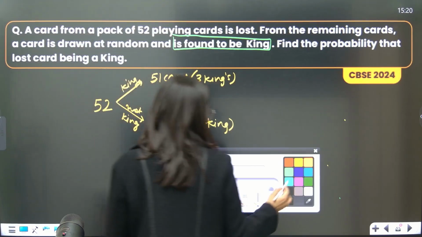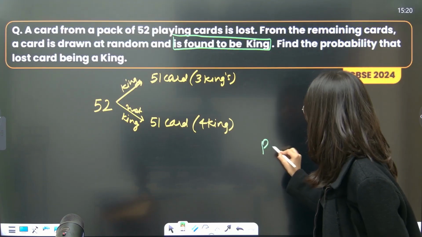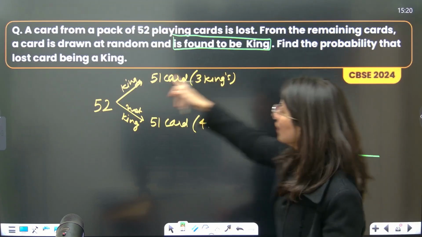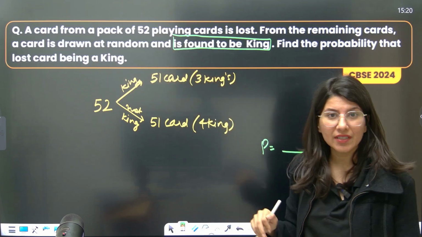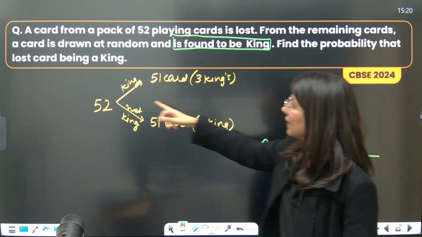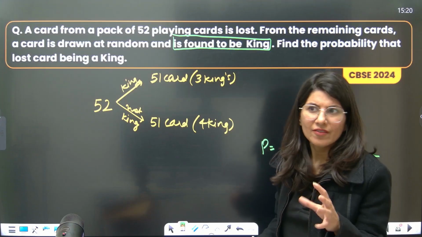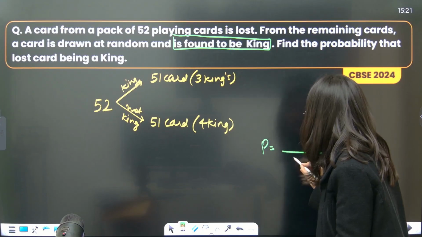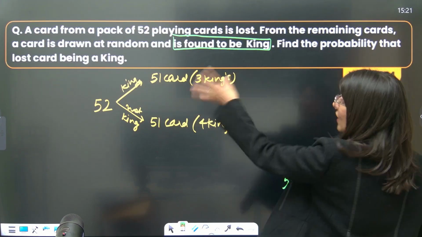Okay. So now you have to draw a card. So what will the probability be? There are 2 ways the drawn card will be a king. Understand, 2 ways that the drawn card will be a king. What is one way? That one way is the lost card was a king. So tell me, 52 cards, lost card was king. What is the probability of the lost card being a king? So ma'am, 4 by 52 multiplied. Now the one king is gone.